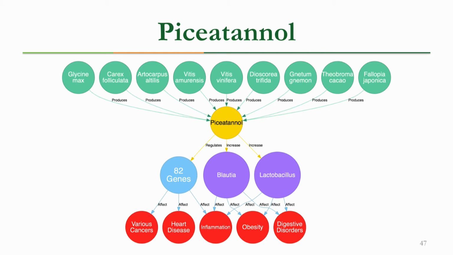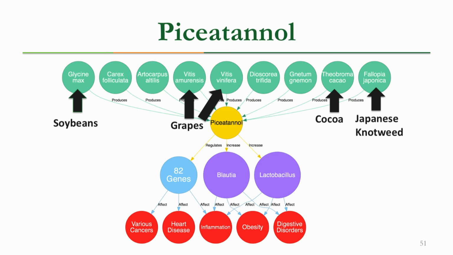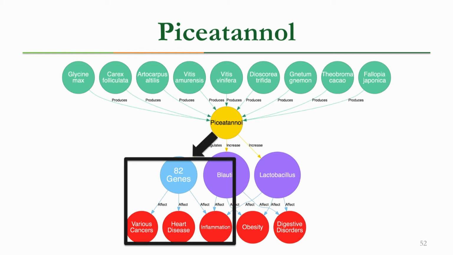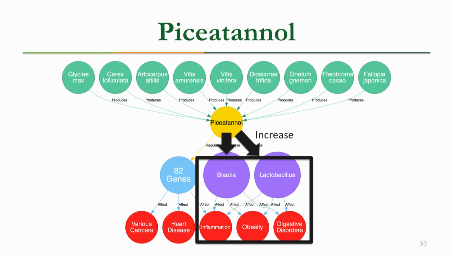So I picked a chemical that's found in a lot of different foods called piceatannol to show you guys today. It's found in soybeans, grapes, cocoa, and Japanese knotweed. It's an invasive species a lot like kudzu, and if you're curious, tastes like extra sour rhubarb. Now, if we look at how piceatannol affects the body when it's naturally absorbed, it affects 82 different genes, which are involved in various pathways relating to cancers, heart disease, and inflammation. If we look at how it affects the gut microbiome, it increases the abundance of Blautia and Lactobacillus, which have been implicated in different pathways relating to inflammation, obesity, and digestive disorders.